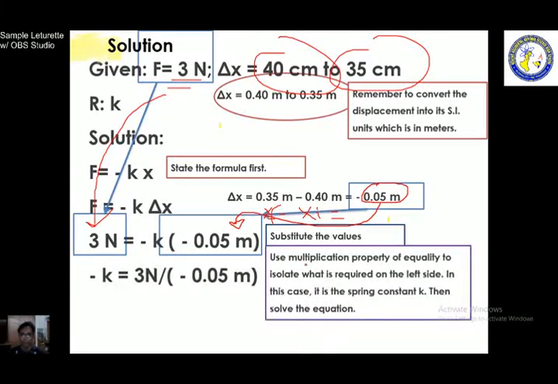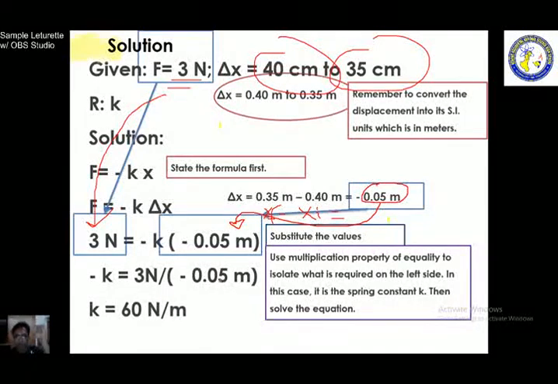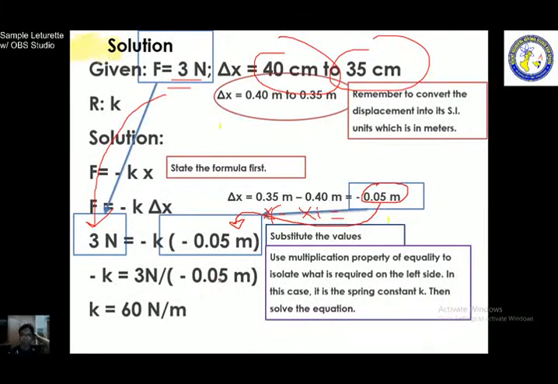Substitute the values. Then use the multiplication property of equality to isolate what is required on the left side. So in this case, it is the spring constant. So negative k will be moved to the other side of the equation, giving us 3 newtons divided by negative 0.05 meters. And that will give you a k of 60 newtons per meter. Okay? So newton per meter is the unit for our spring constant.